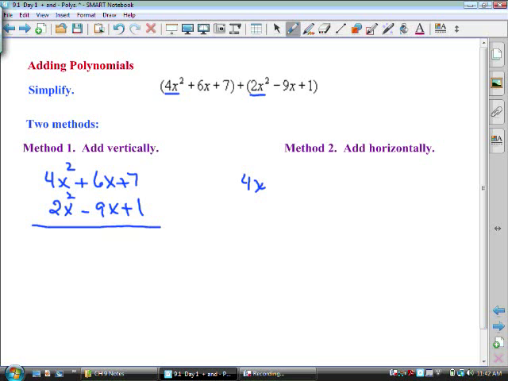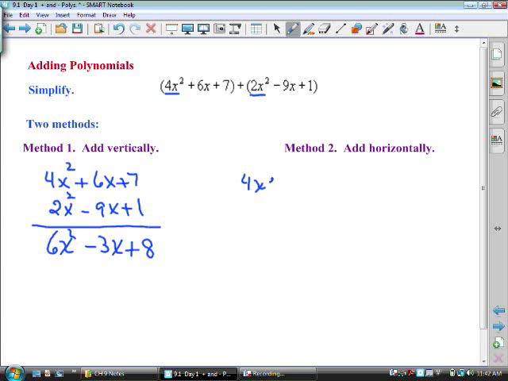4x squared plus 2x squared is 6x squared. Notice how I put like terms under like terms. Plus 6 minus 9 is a negative 3x. So 6x minus 9x, negative 3x. 7 plus 1 is a plus 8, and that's my final answer.